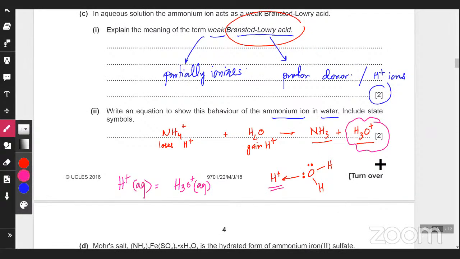So what will be the state symbol for NH4? Aqueous, it's all aqueous. Including state symbols is also mentioned, so you have to be careful with that. Read the question properly. This H2O would be liquid, you don't write aqueous for that. NH3 would be aqueous, and this would be aqueous as well.